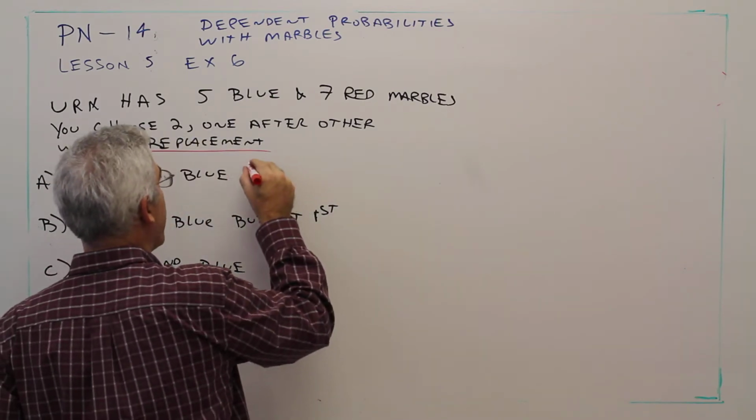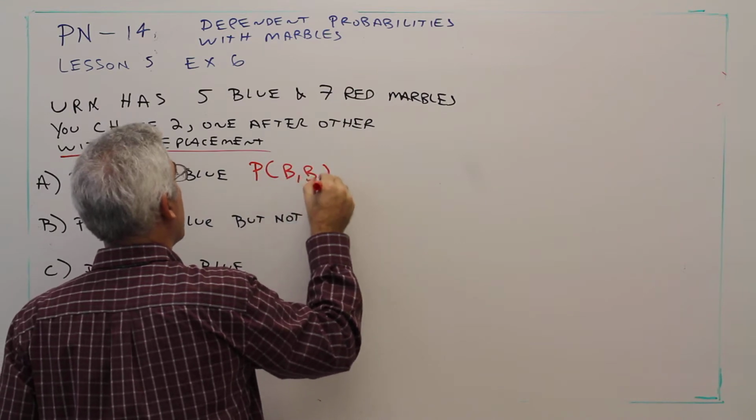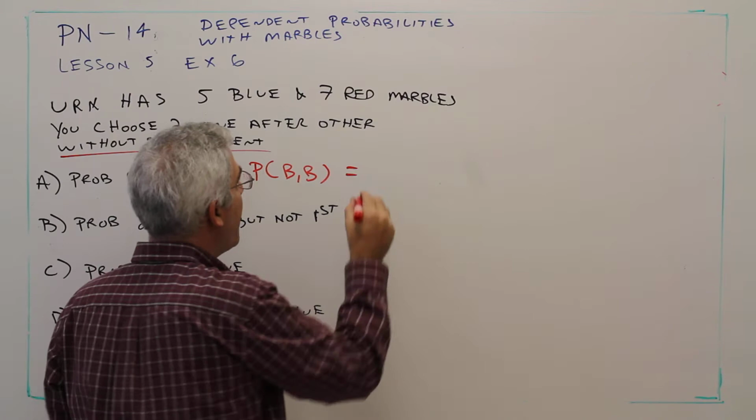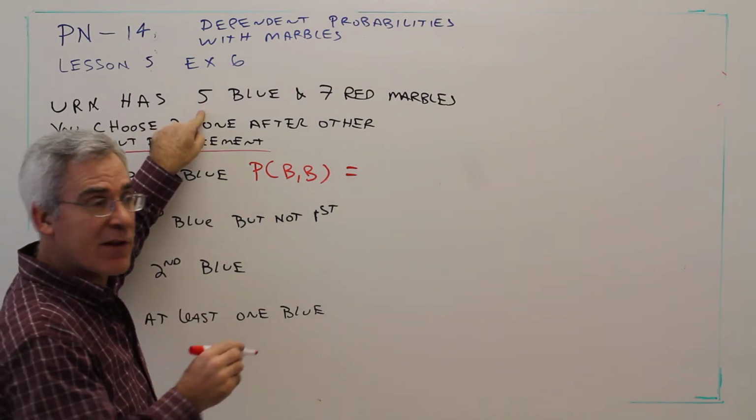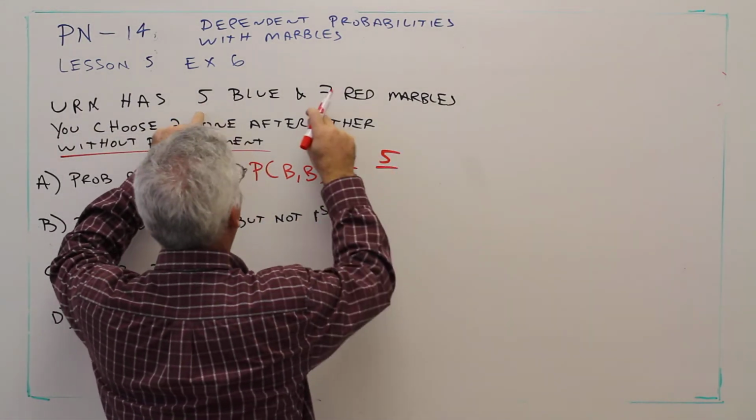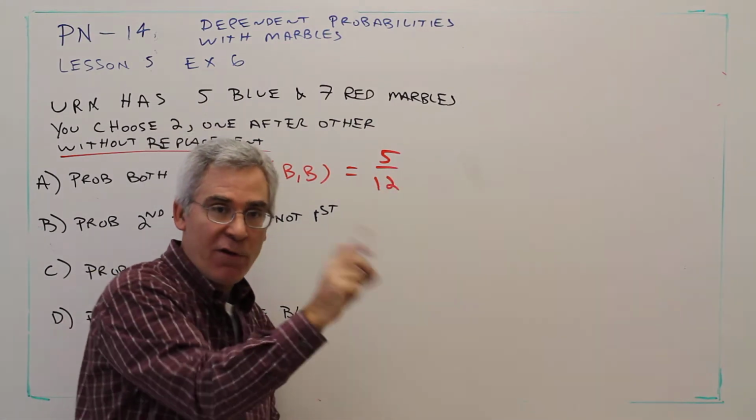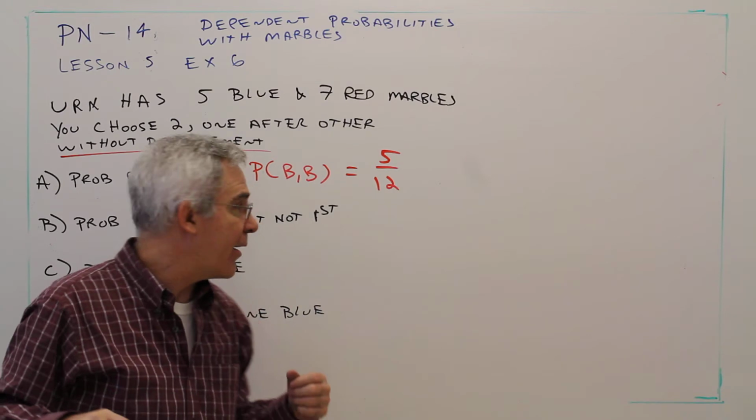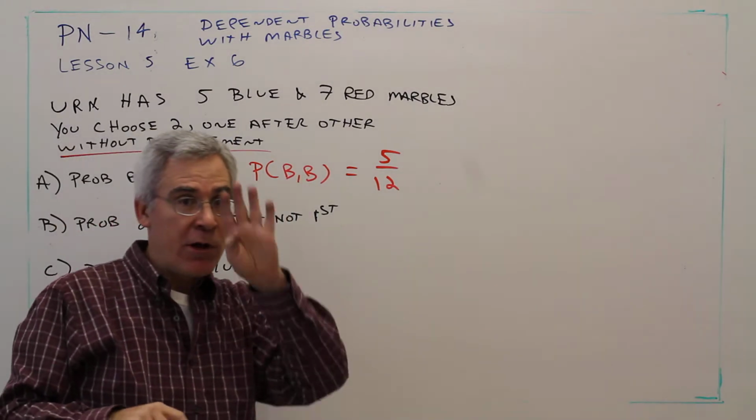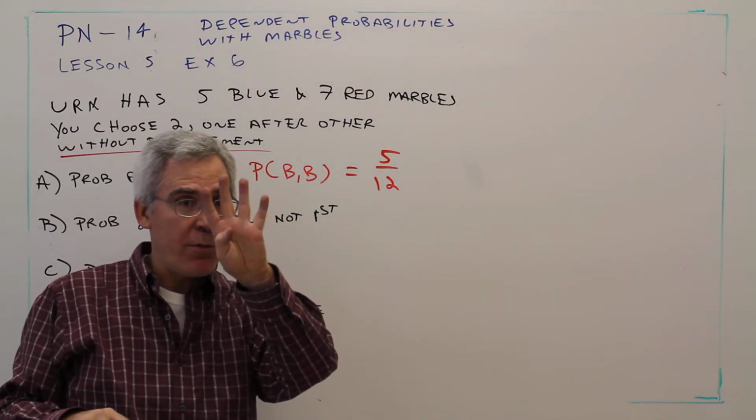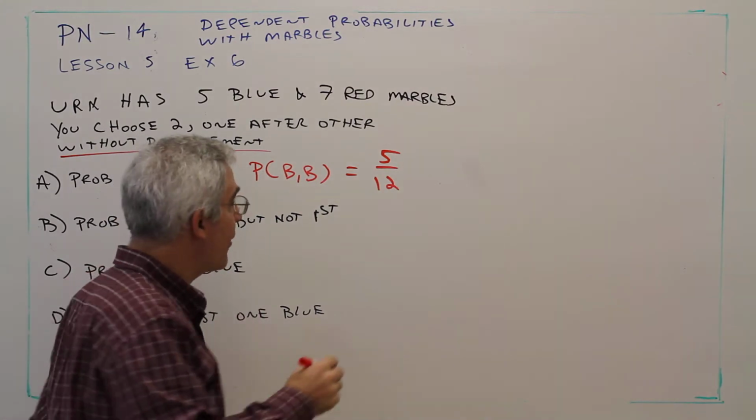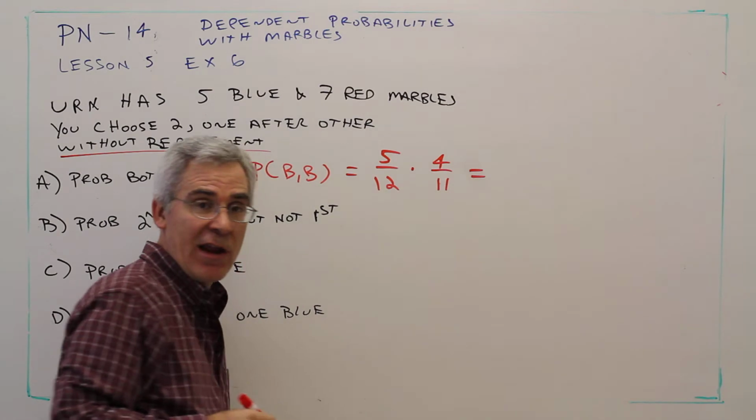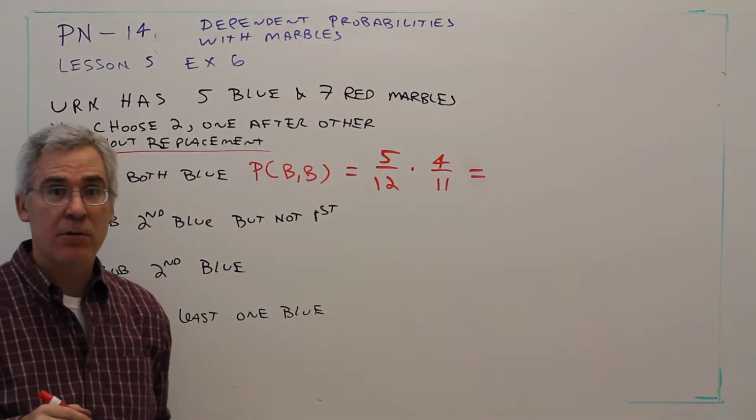Probability that both are blue. The first is blue, followed by the second. All right, for the first to be blue, there's 5 successful outcomes out of a total of 12. So I've picked a blue marble, thrown it away. Now let's see what remains. For the second to be blue, there's 4 remaining blue marbles and 11 remaining total. I'll crunch that out. That'll be my answer.